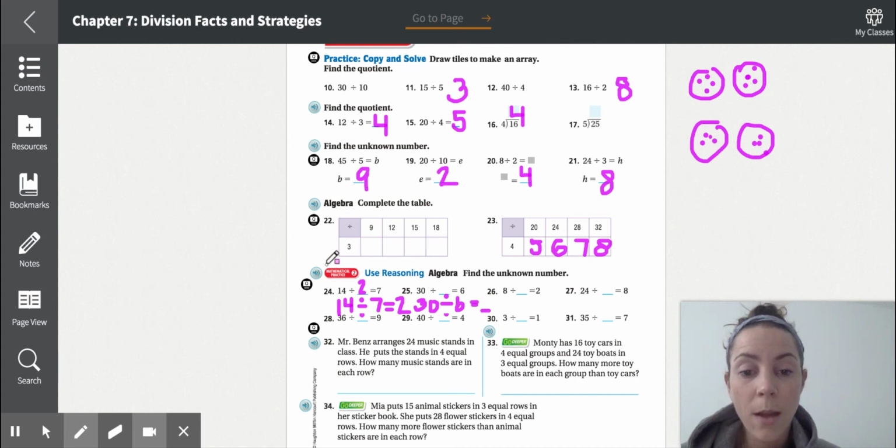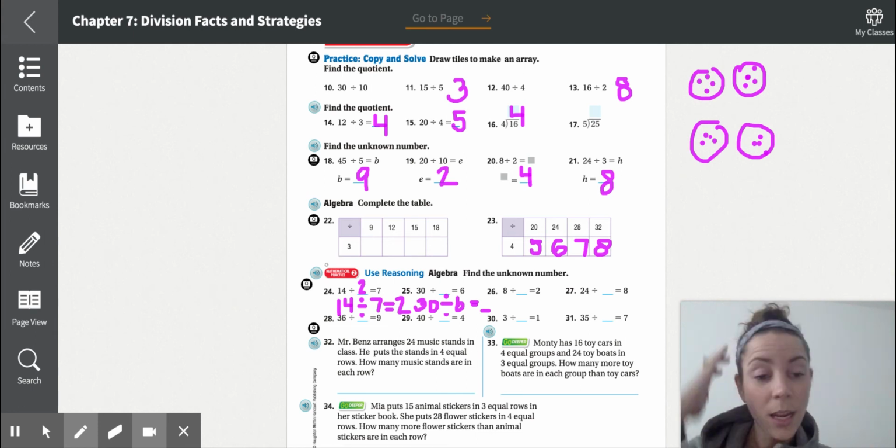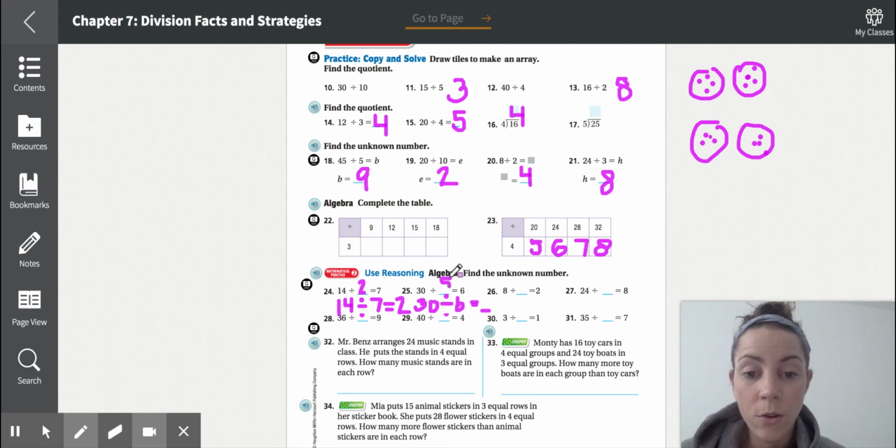Okay, now that one is a little tricky. You might have to do a multiplication fact or skip counting or drawing your circle groups, but whichever strategy you did, you should have gotten 5. 6 groups of 5 equals 30.